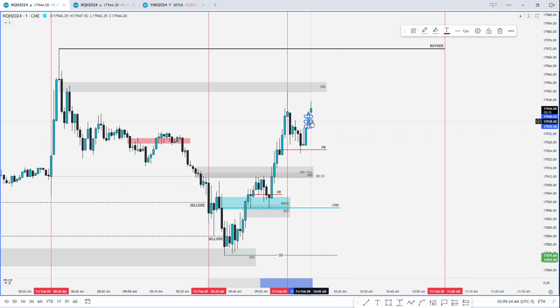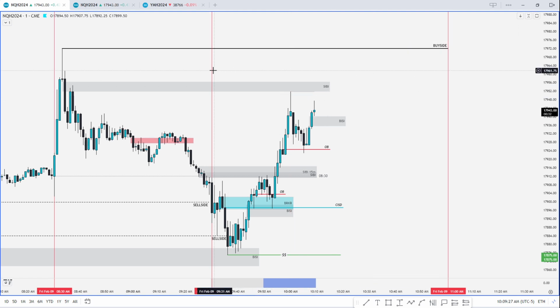We fill a gap here. Watch how this gap forms. Let me take this wick off. Can you see?